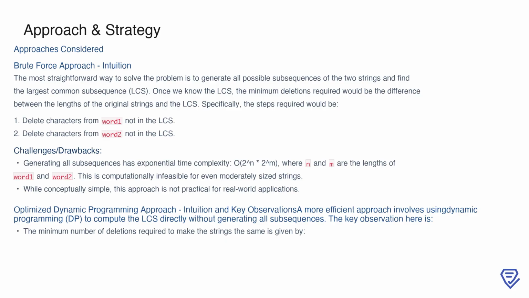However, this approach comes with significant challenges. Generating all subsequences involves exponential time complexity, specifically O(2^n * 2^m), where n and m are the lengths of the two strings. This makes it computationally impractical for even moderately sized inputs. While the brute force method is conceptually straightforward, this inefficiency renders it unsuitable for solving the problem in real-world scenarios.